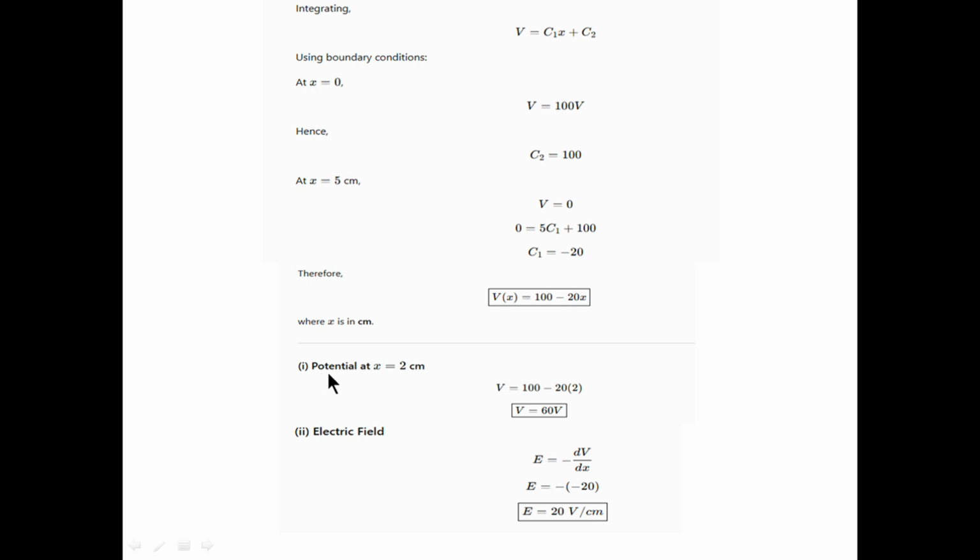Now we have to calculate the potential at x is equal to 2 centimeter. We just put the value of x is equal to 2 centimeter in this solution. We get V is equal to 100 minus 20 into 2, which is equal to 60 volt. Now in order to calculate the electric field, we have to take the derivative of this potential with respect to x. So we get E is equal to minus dV upon dx, and here E is equal to minus into minus 20, and we get 20 volt per centimeter.